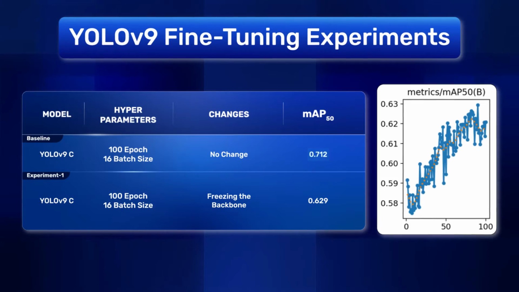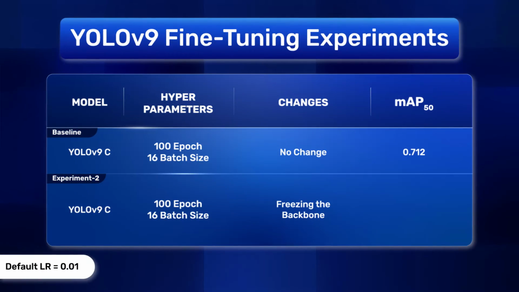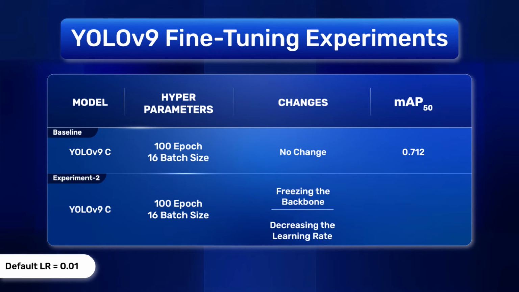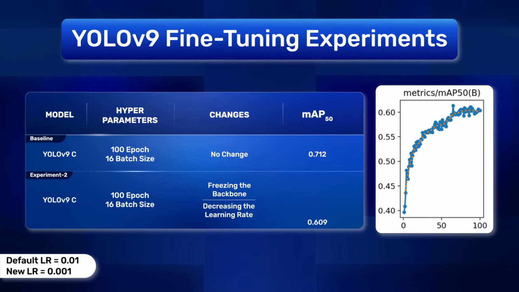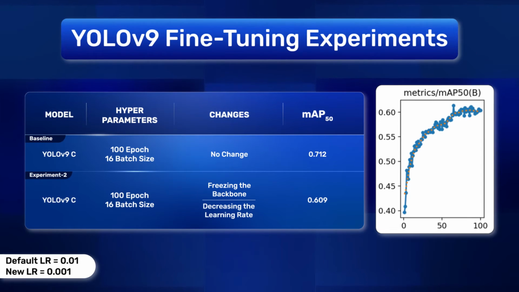than our baseline. Our second experiment is to continue freezing the backbone but also lower the learning rate. The model's default learning rate is 0.01. Freezing the backbone and decreasing the learning rate to 0.001, we achieve an mAP50 value of 0.609, which is even lower than our first experiment. This will simply not do.